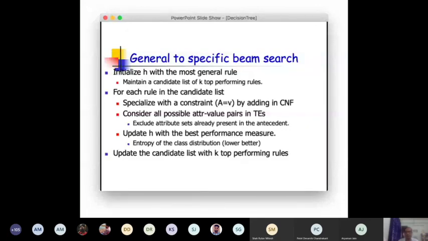So what you are really doing is expanding a few rules, because for each rule in the candidate list you are doing it. Suppose your candidate list contains, say, 3 rules presently. For each rule you perform these steps, and then you rank all possible conditions out of all these 3 rules, all the possible new rules that have been derived, and then you again select the k top performing rules.